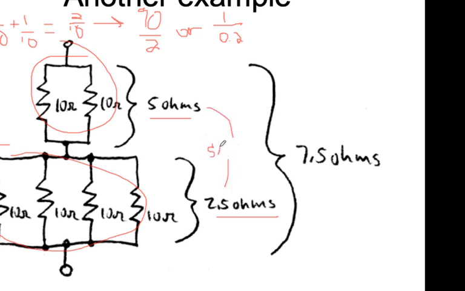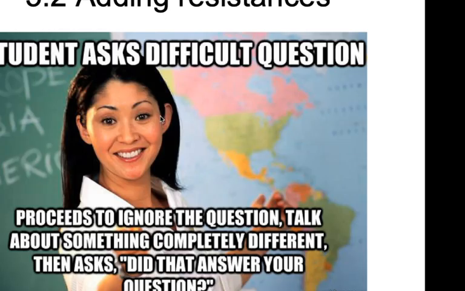So within them, we have them running in parallel, but as you look at them separate, they're actually not in parallel with each other, they're in series with each other. So we add those 5 and 2.5 ohms and we get 7.5 ohms.